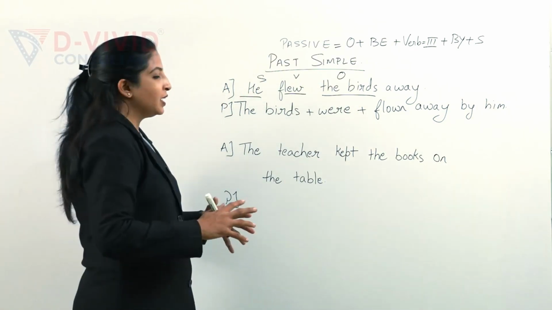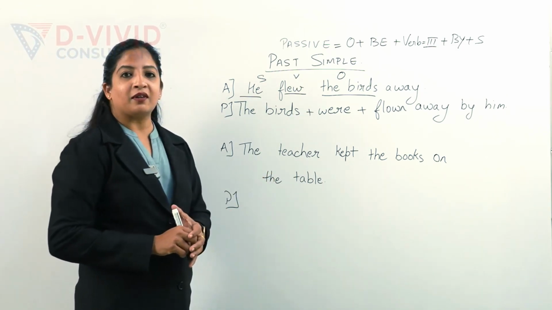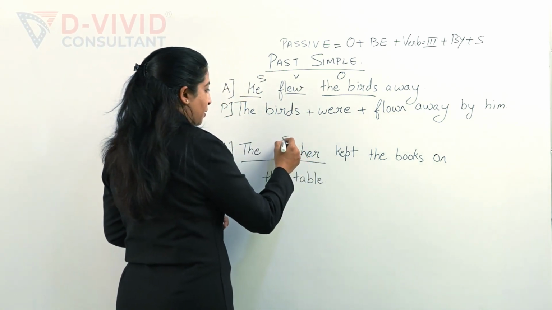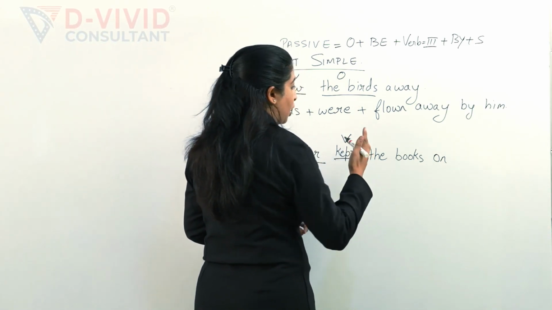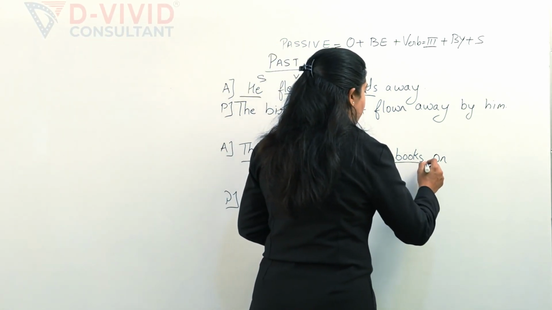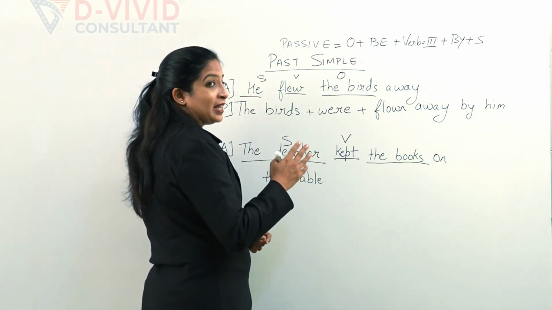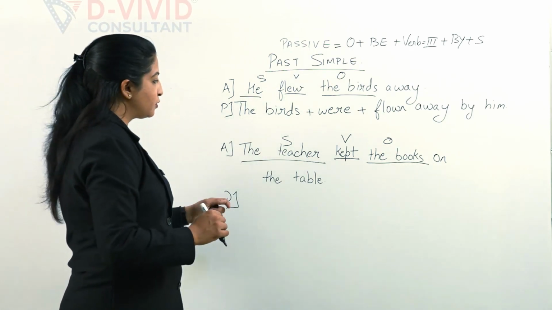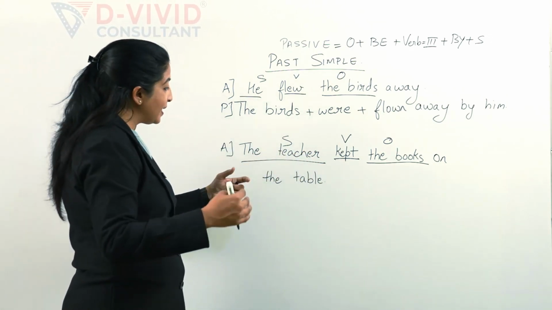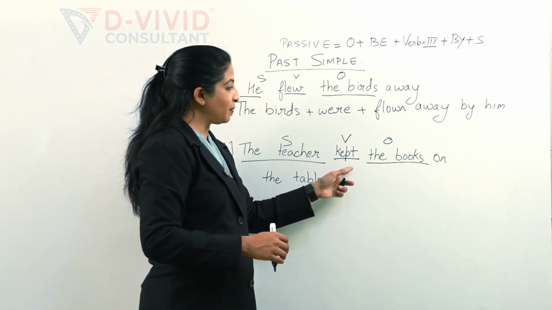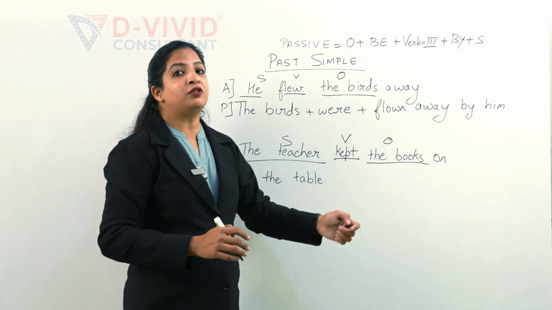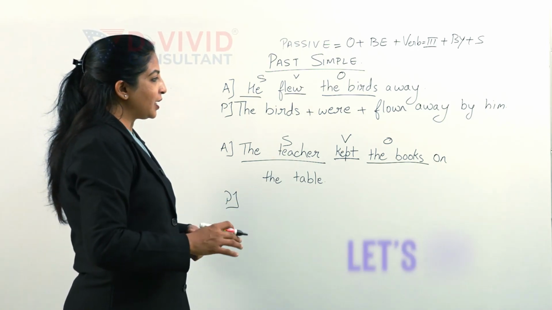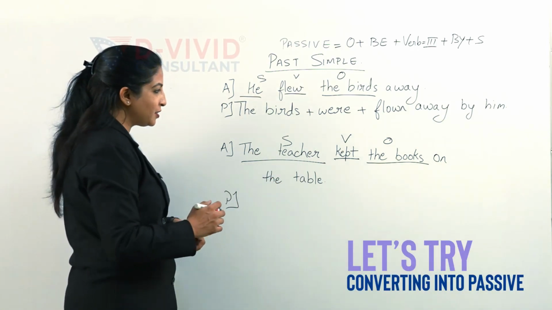Okay, let's see the second one. What do we have? We have the teacher as our subject, kept as our verb, the books as our object, and not the table. So what have we kept? What has the teacher kept? The teacher has kept the books. So the books will become our object and not the table. Let's try converting this sentence into passive.